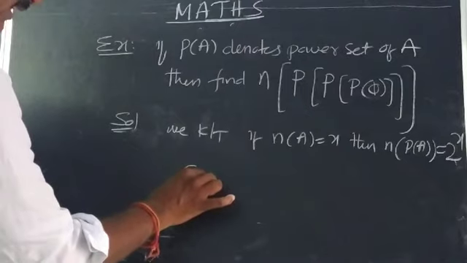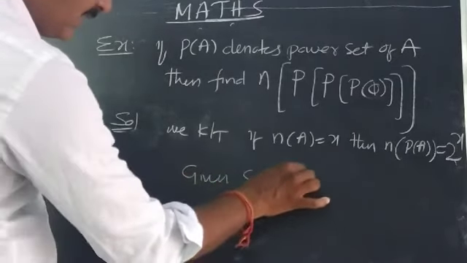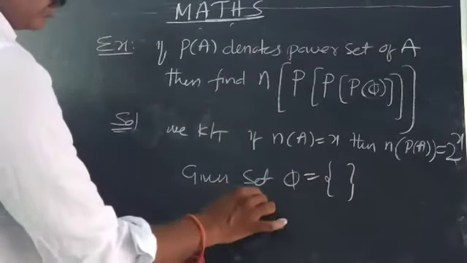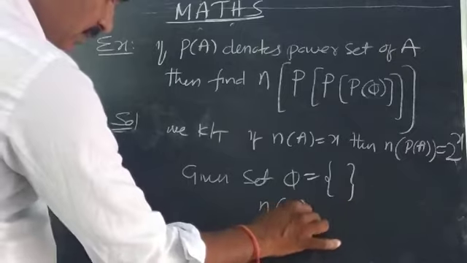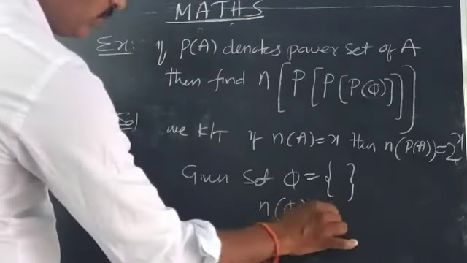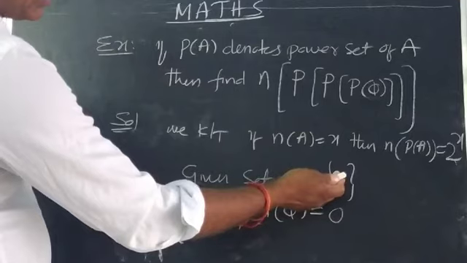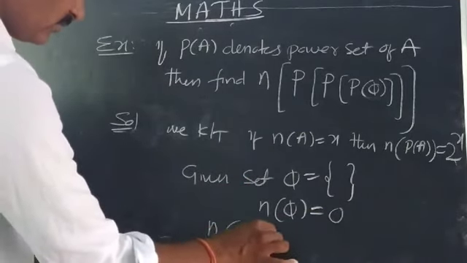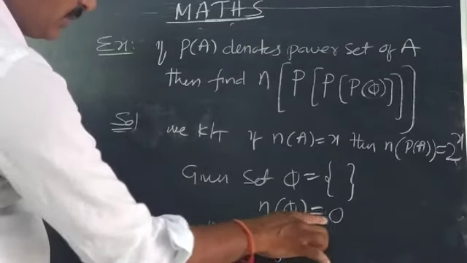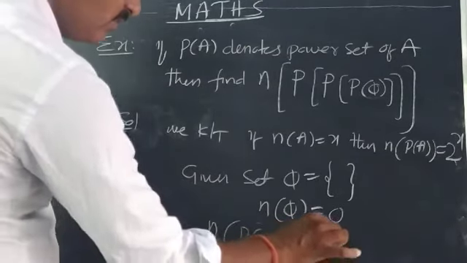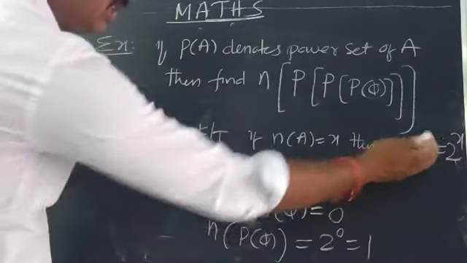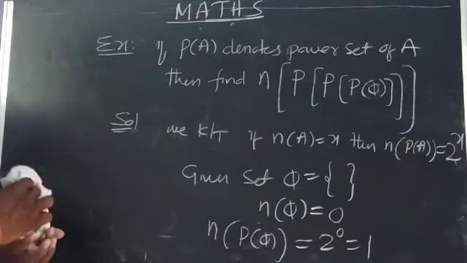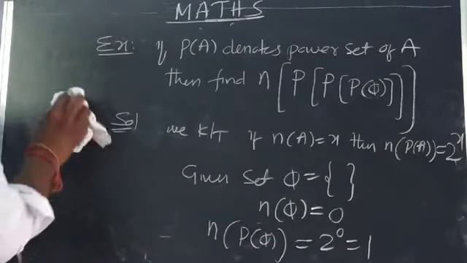The given set is phi, which is nothing but the null set. How many elements are there in the null set? 0. So I know the number of elements in phi. Now I am going to find the number of elements in the power set of phi. If the set contains 0 elements, the number of elements in the power set of phi will be 2 power 0, that is 1, by using this formula. So I got the number of elements in the power set of phi as 1. Right.